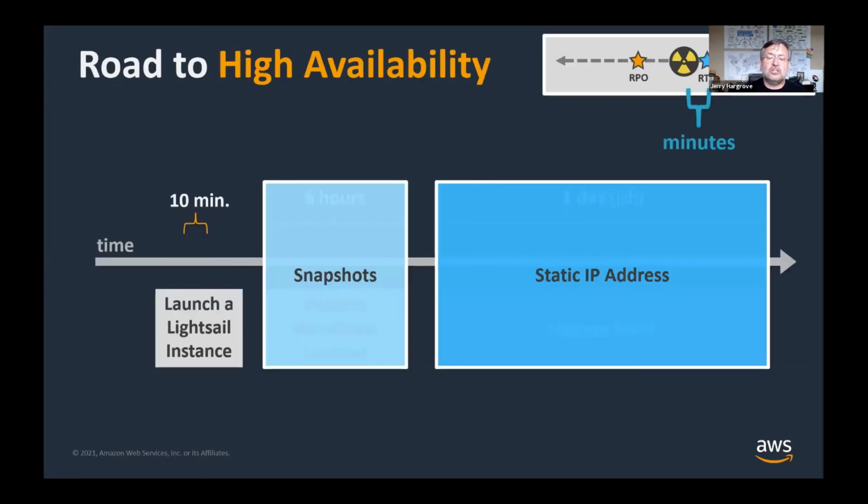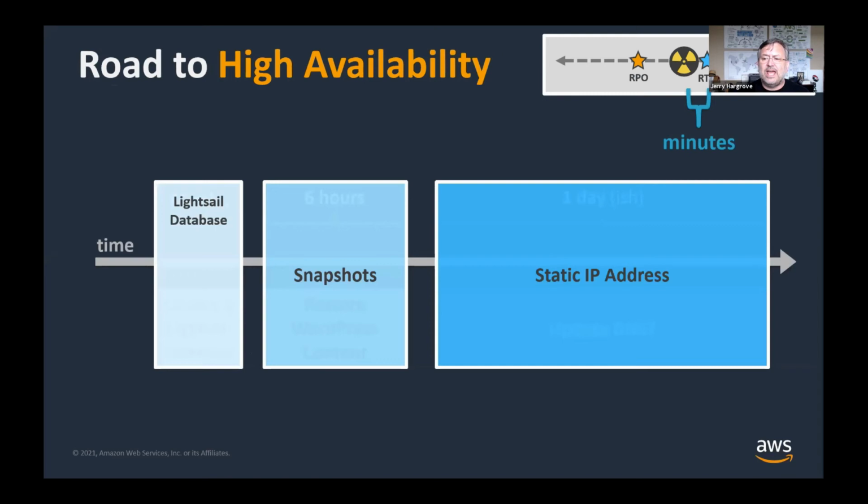So with the addition of the load balancer, now we can start to see what a complete, highly available solution looks like on Amazon Lightsail. So really, to review, we added a static IP address and a snapshot and Lightsail Snapshots. We got a lot of mileage out of those. Then we added an HA Lightsail database, which greatly improved our RPO.